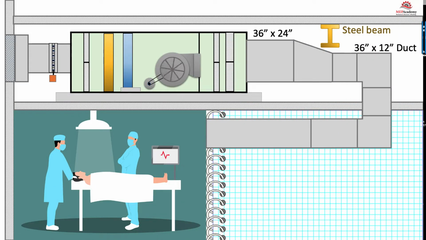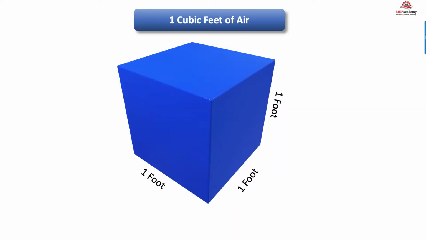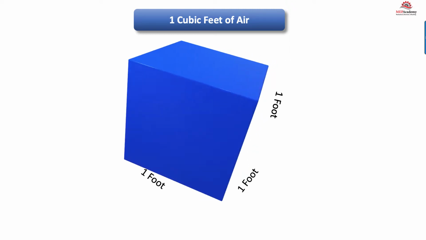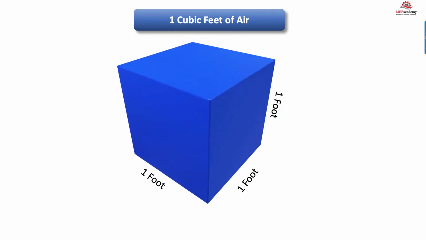Here is the formula that is used to calculate CFM or velocity. CFM, which is cubic feet per minute, equals velocity, which is shown in feet per minute, multiplied by the area, which is shown in square feet. A cubic foot of air is a slice of air 1 foot by 1 foot by 1 foot deep, which might look like this cube.